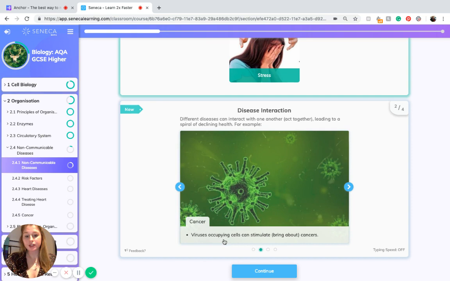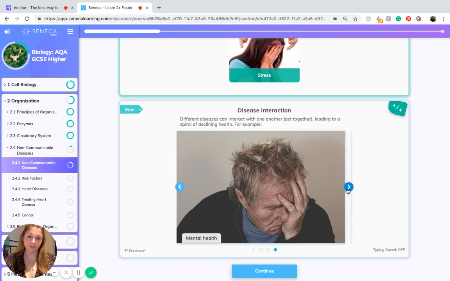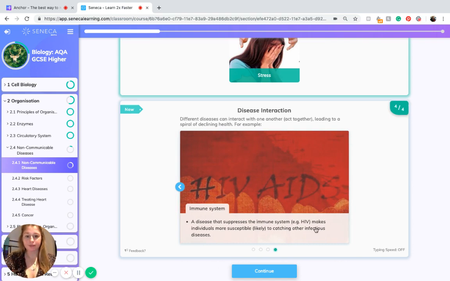Cancer. Viruses occupying cells can stimulate or bring about cancers. Mental health. Physical problems can negatively impact upon an individual's mental health. And the immune system. A disease that suppresses the immune system, such as HIV, makes individuals more susceptible, or likely, to catching other infectious diseases.